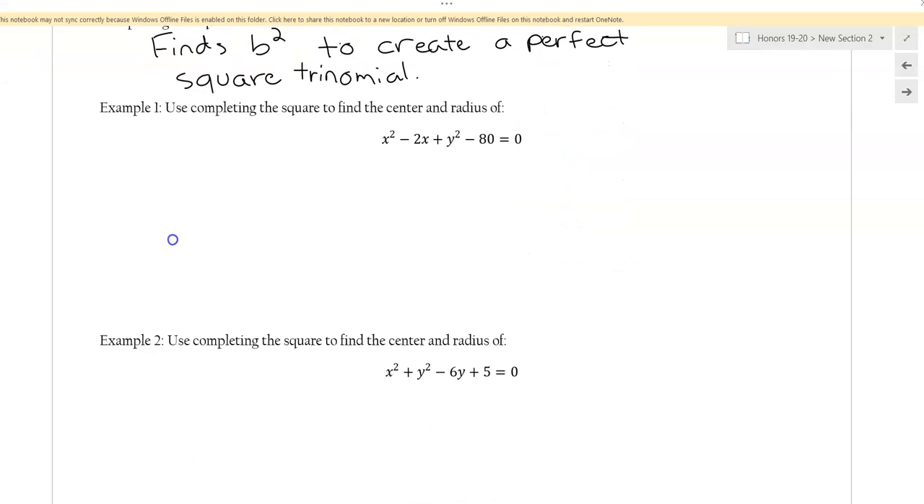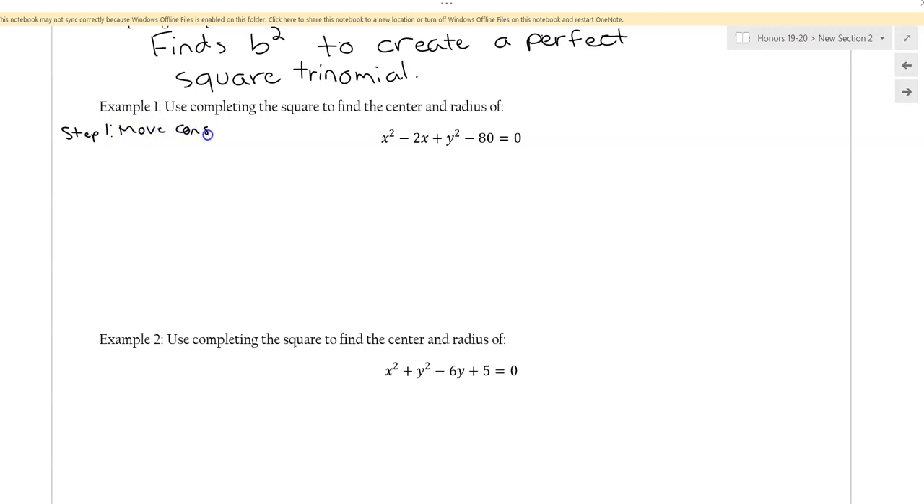So let's look at our first example. Step 1, move constant. The constant is this number that doesn't have any variable with it. So we want it on the other side. So instead of subtracting 80, I'm going to add 80. So I have x squared minus 2x plus y squared equals 80.